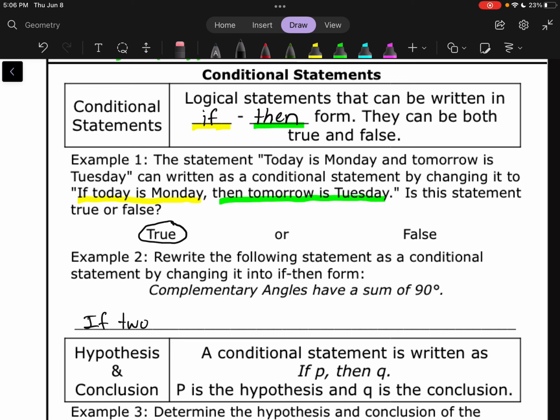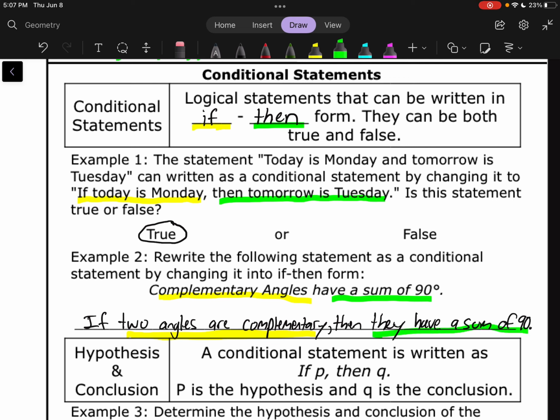If two angles are complementary, then they have a sum of 90. So we took the complementary part, we made that our if, and then the sum of 90 we added after the then, right? We added the if, we added the then.